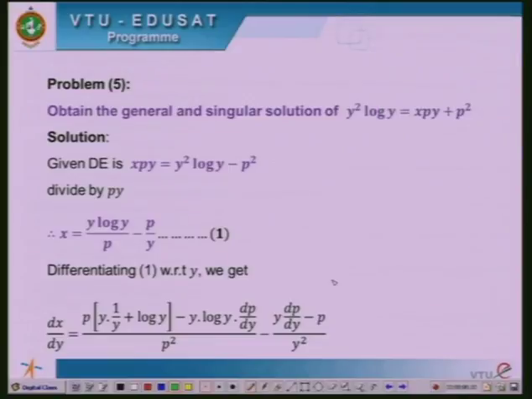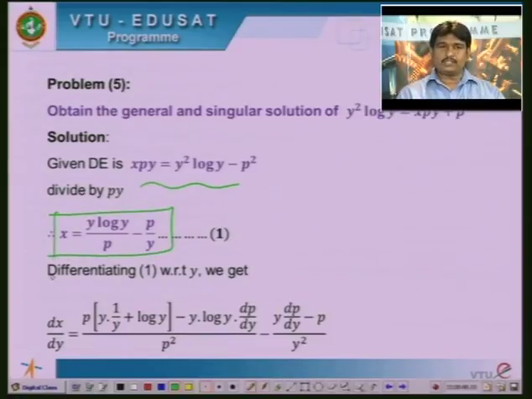Now, express the given equation in terms of x. We can write it as xpy equals y square log y minus p square. Transfer p square to the right side and then divide throughout by py to get x equals y log y by p minus p by y. Equation number 1.